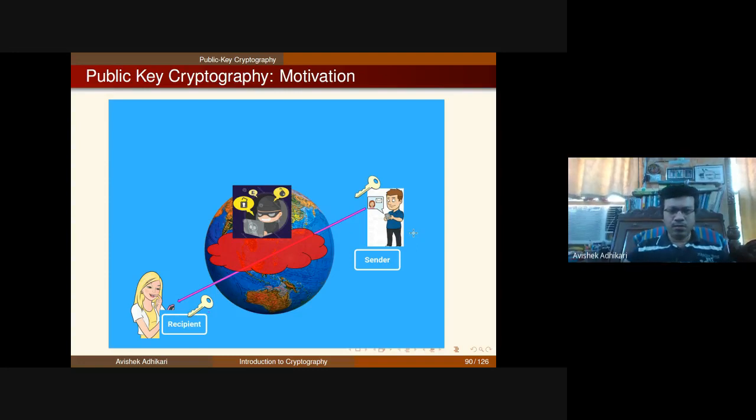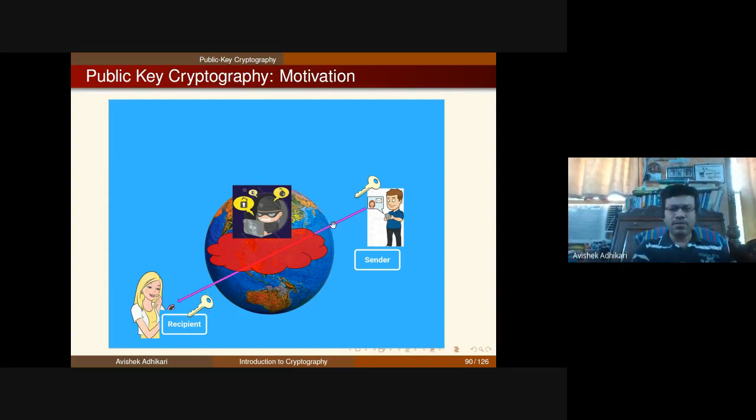Till now, in all the examples I have given you, both the sender and the receiver have the same key. See, in the case of Julius Caesar, it was k equal to 11. In the case of Affine Cipher, it was an ordered pair. In the case of Hill Cipher, it was a matrix. In the case of a Substitution Cipher, it was a permutation. So both the boy and the girl should know the same key.